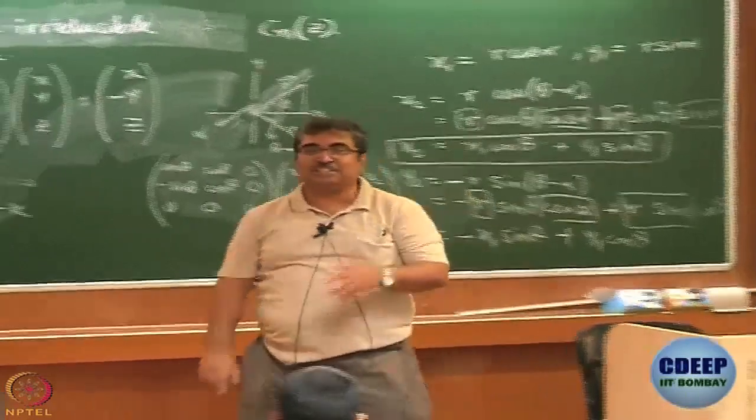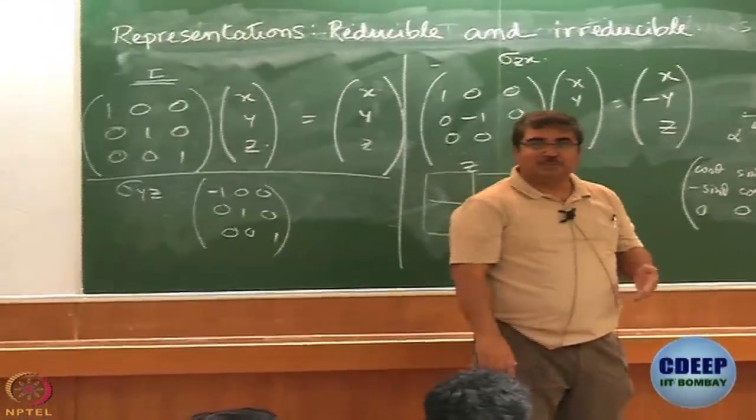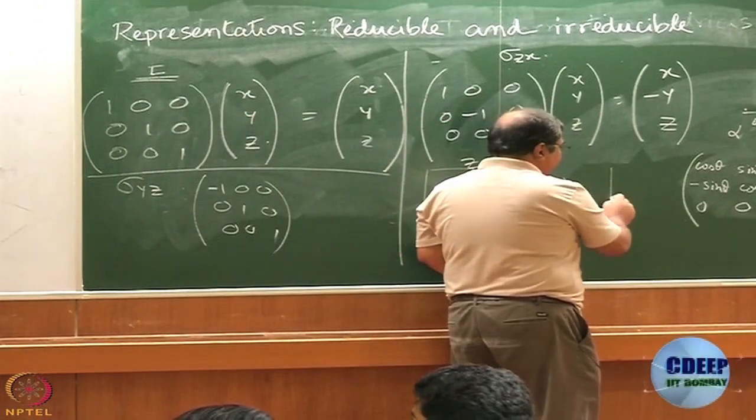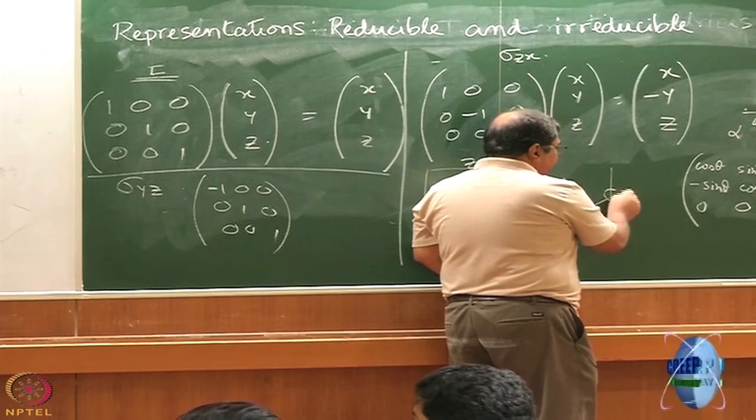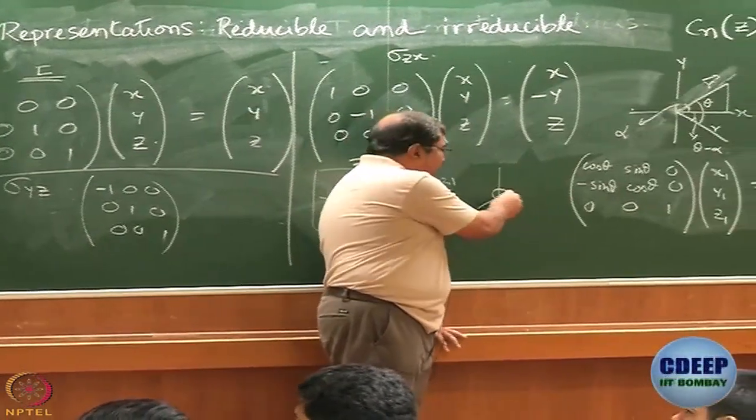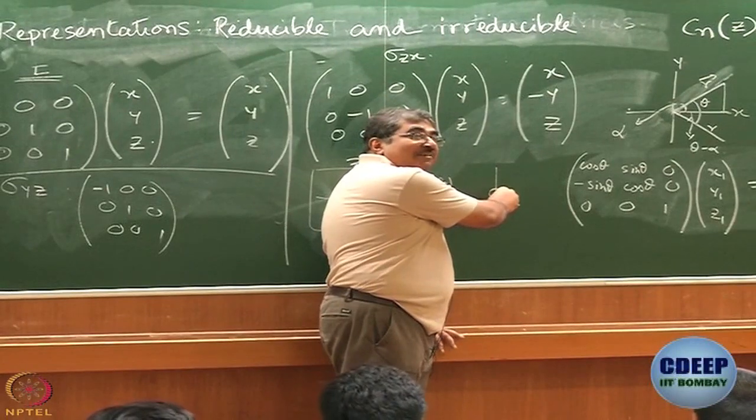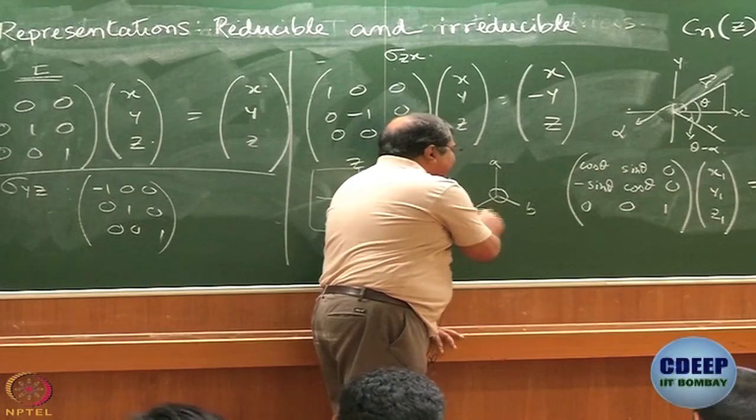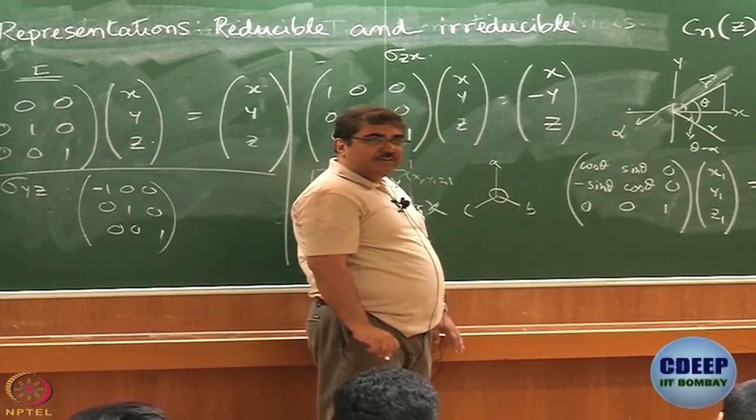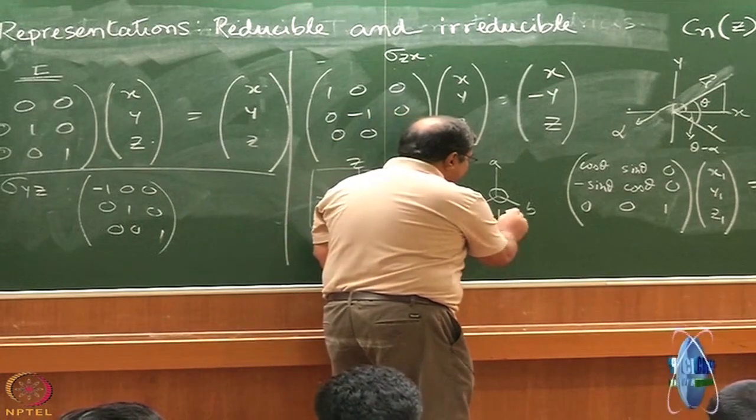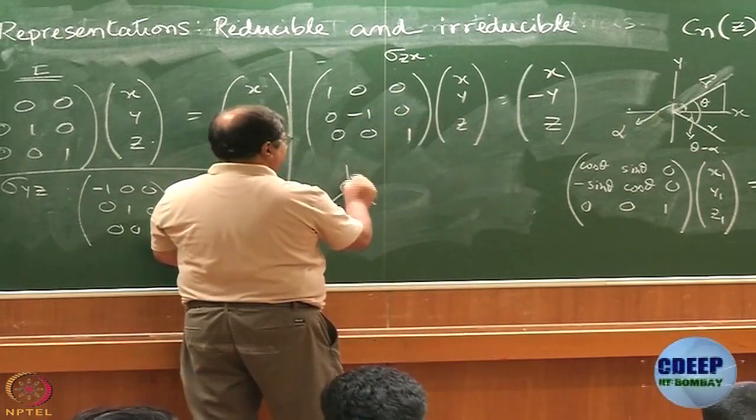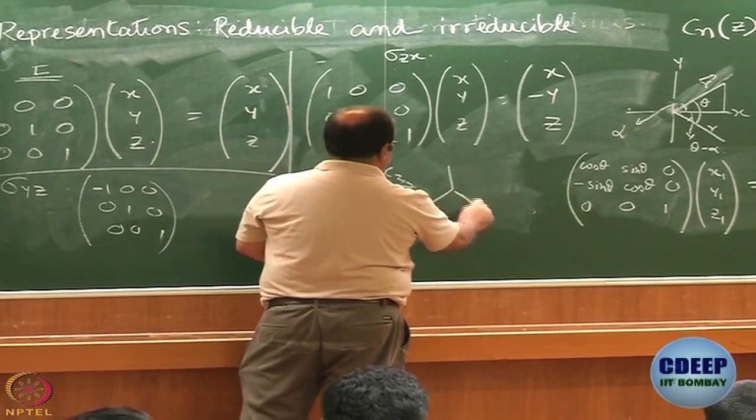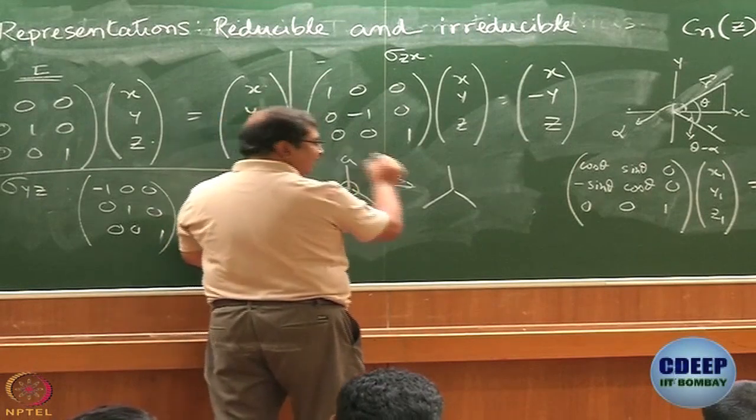Better draw on the board, because otherwise I will need a 360-degree rotating shoulder. I am talking about the C3 axis. Where is the C3 axis? Here. This is the C3 axis, right? Let us say I have 3 atoms A, B, C. These are the 3 hydrogen atoms of ammonia. I can do a C3 operation like this. C3 takes it: A goes to B, B goes to C, C goes to A.